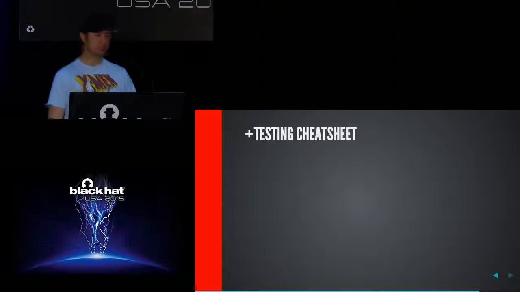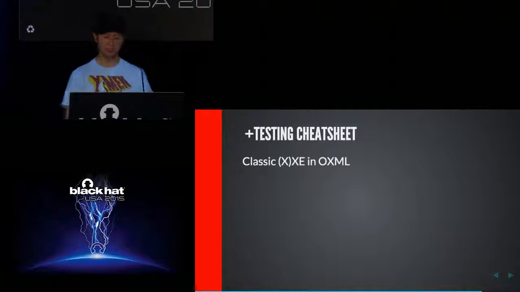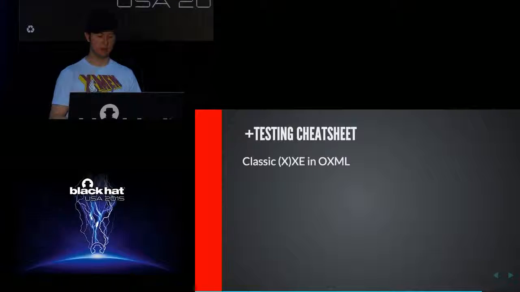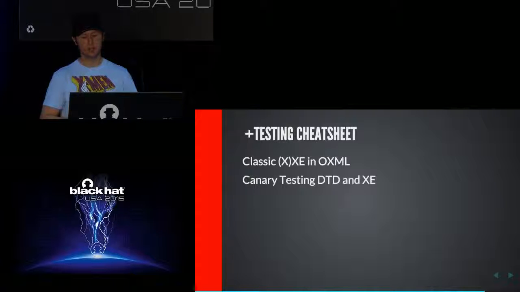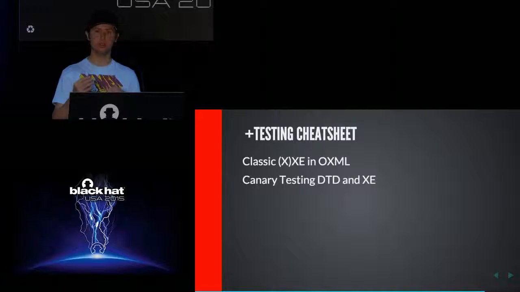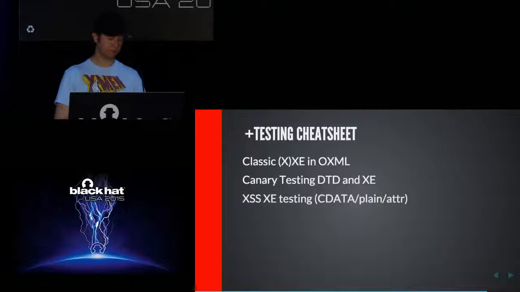So, a testing cheat sheet in terms of just the process. The classic XXE in OXML, I think, is the popular one that's out there now. It's effective. I usually use a public DTD to start with, to see if it works, and then move on to the more complex attack vectors. Canary testing: is an entity allowed? For instance, as I said, in Office a doc type, or DTD, isn't allowed, so I'll usually use that to see, can I even get that canary in there? Can I get the XML entity in there?